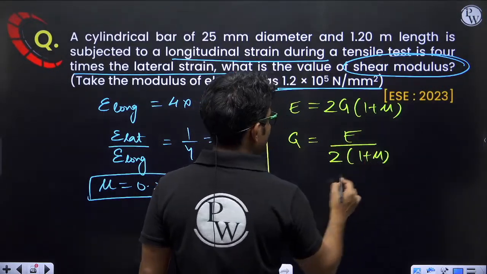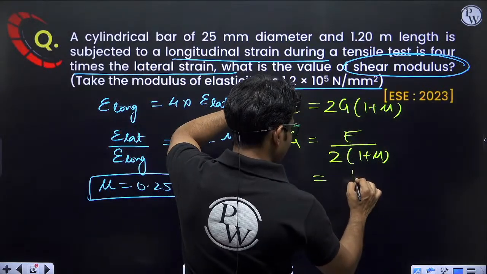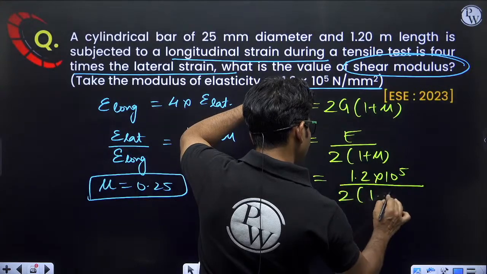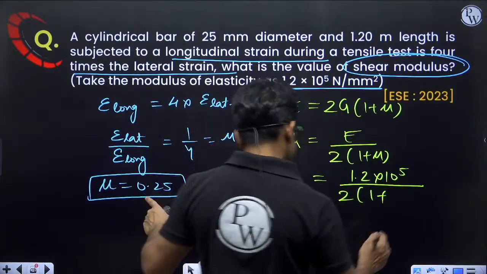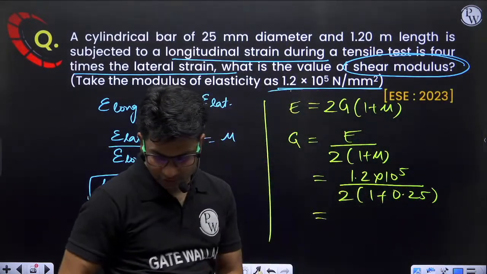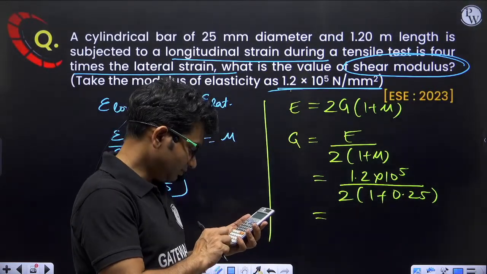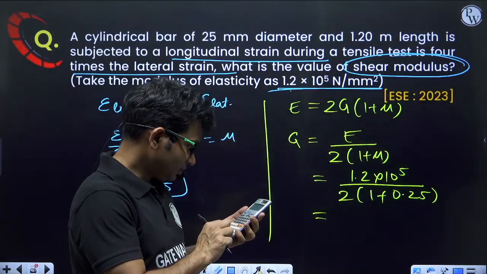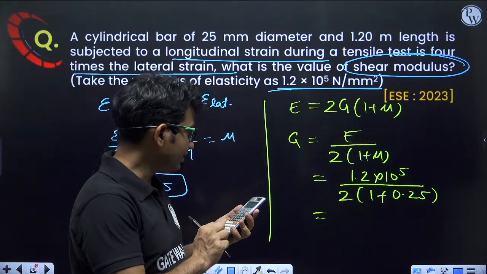So what is the value of E? E is 1.2 into 10 to the power 5, divided by 2 into (1 plus mu). What is the value of mu? Poisson's ratio is 0.25. So 1.2 into 10 to the power 5 divided by 2 into 1.25, we will be getting 48,000.